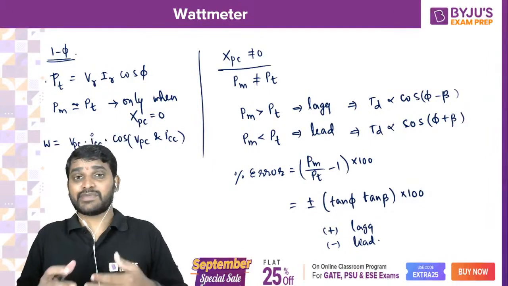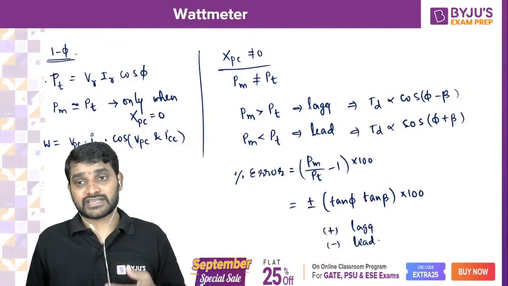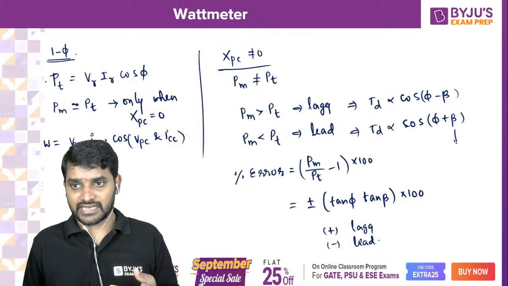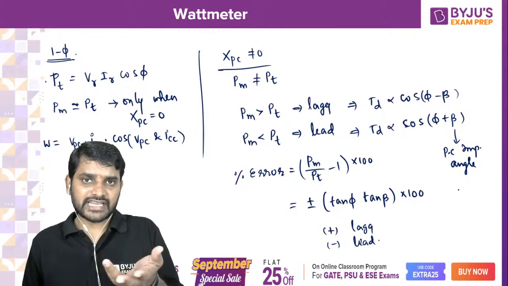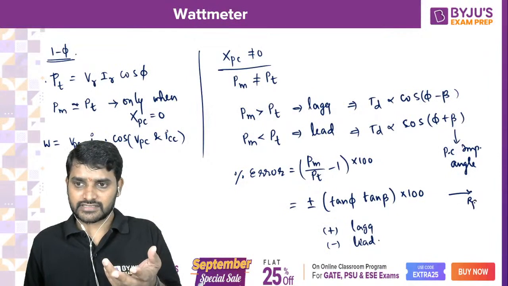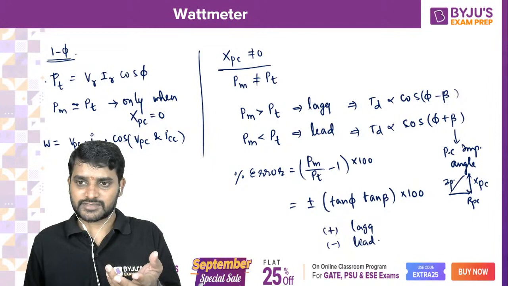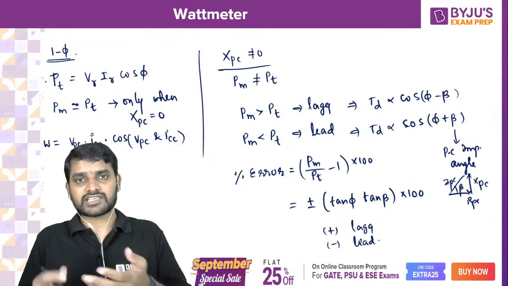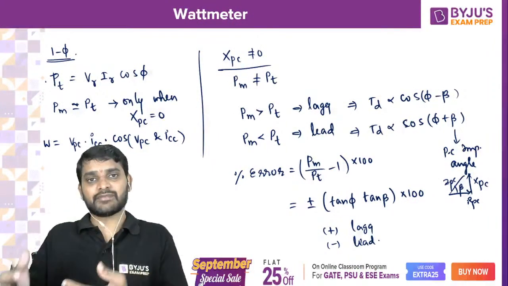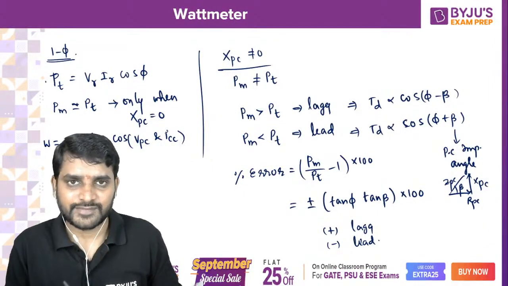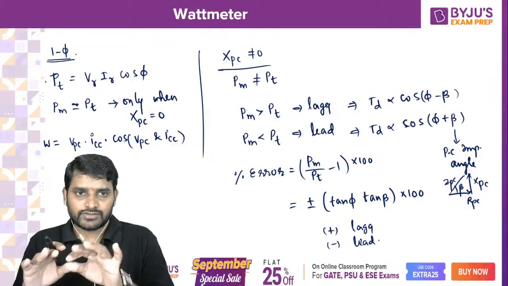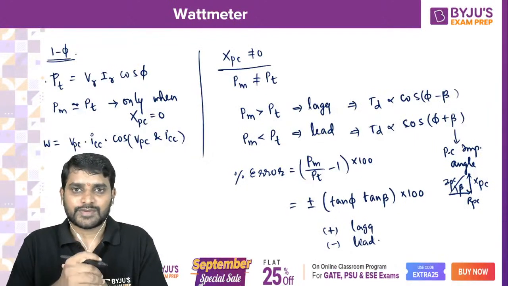How do you calculate beta, the pressure coil impedance angle? You can calculate it from the pressure coil resistance, pressure coil reactance, and pressure coil impedance. This is the pressure coil impedance, and this is beta. So cos beta is equal to RPC by ZPC, and tan beta is equal to XPC by RPC. These points you need to remember.